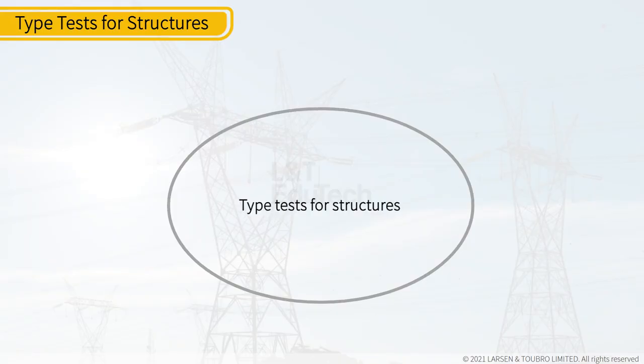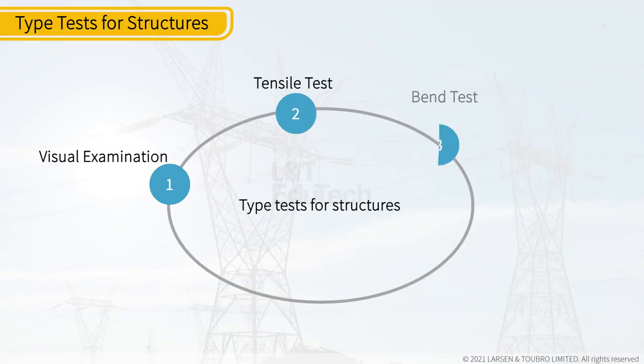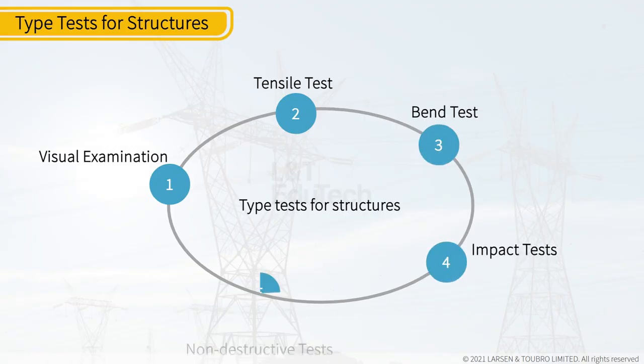The following are the different type tests for structures: visual examination, tensile test, bend test, impact test, non-destructive test.